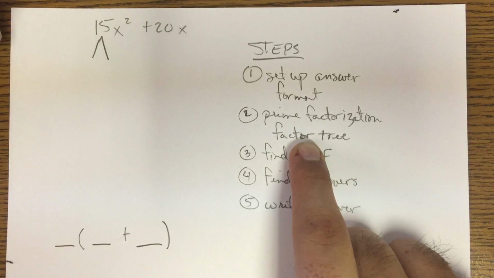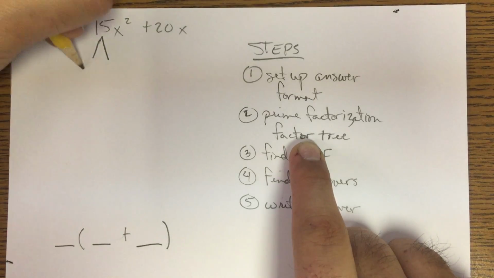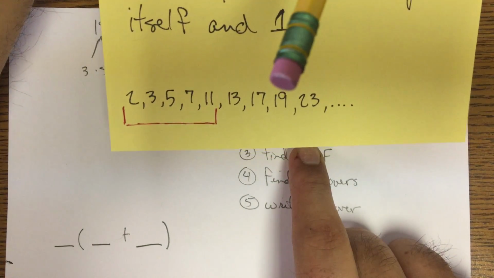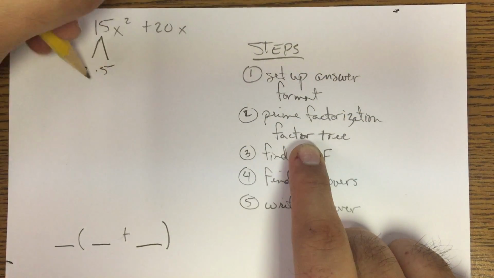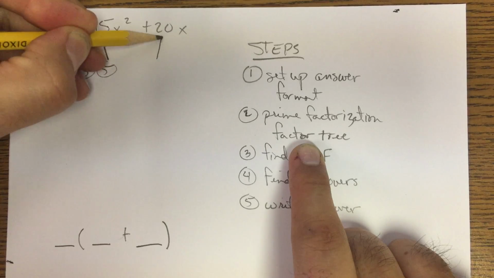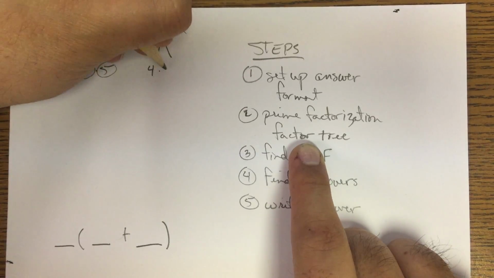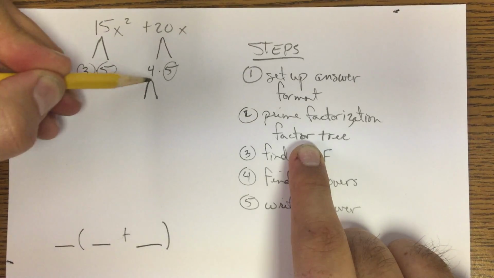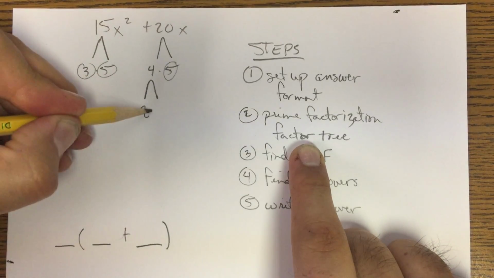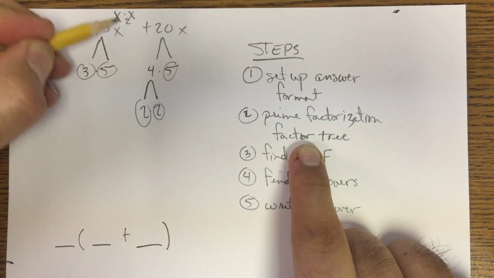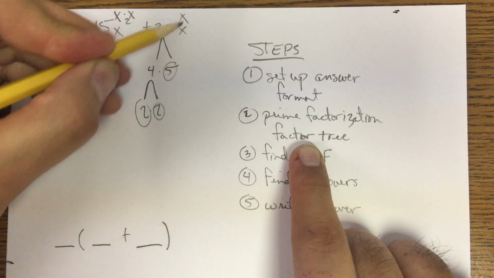All right, so what two numbers multiply to get you 15? 3 times 5. Oh, let's look at our prime numbers again. Look at that. 3 and 5 are prime numbers, so I'm going to circle those right there. That's good. And then what do I have to multiply to get 20? 4 times 5. And then 5 is a prime number. What do I multiply to get 4? 2 times 2. Prime number. I've got 2 x's here. X times x is x squared, and I've just got 1x.